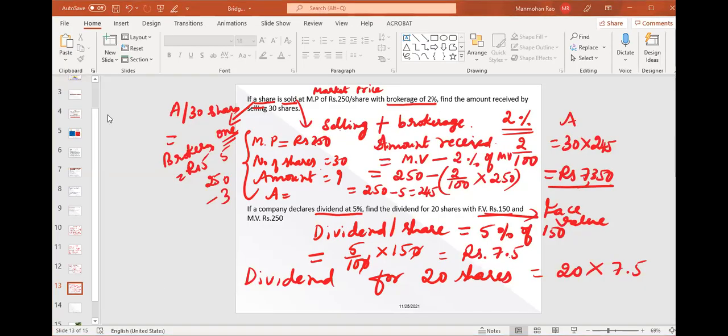150 is the answer. No, 150 is already done. For 20 shares, is it 150 rupees? Is it the dividend? Is it the dividend for 20 shares? This is rupees 150. Rupees 150 might be the face value.